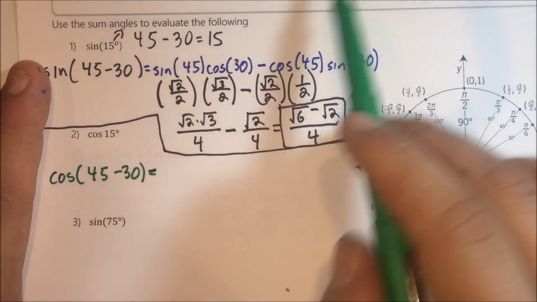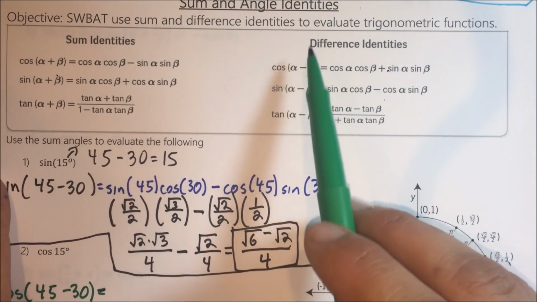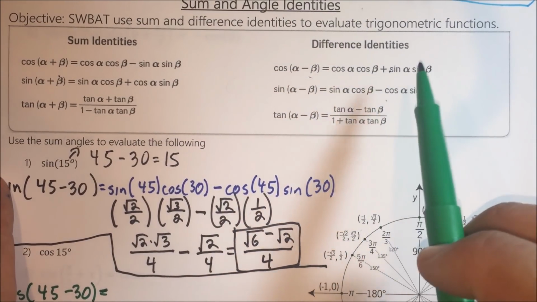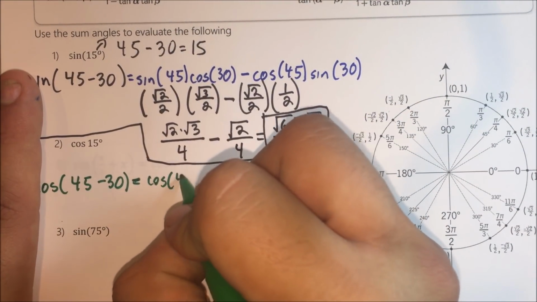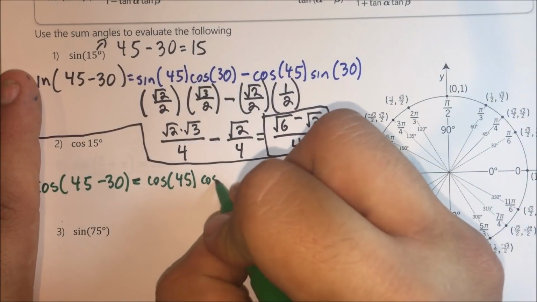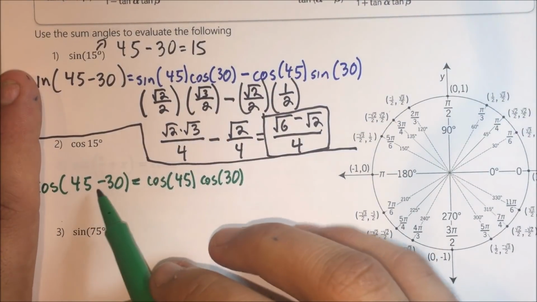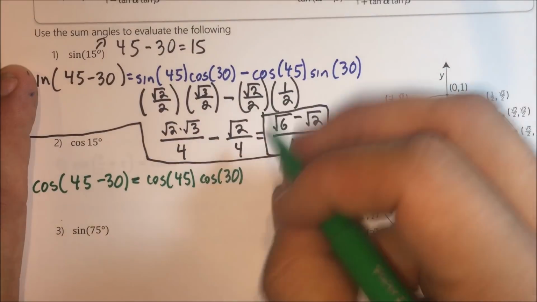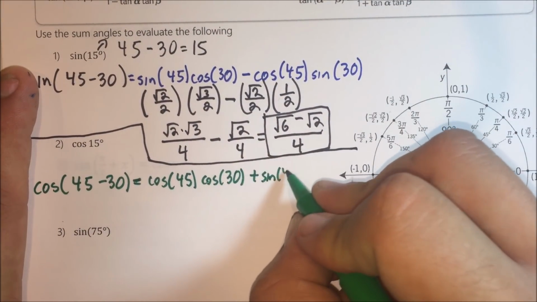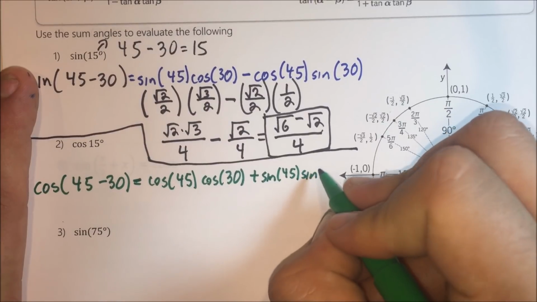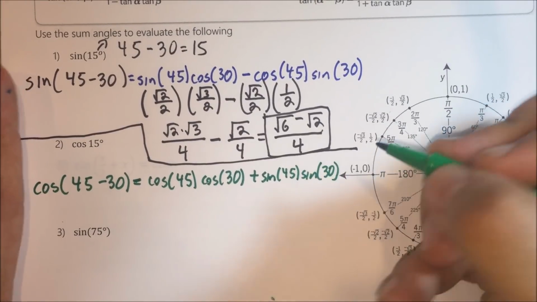And now we have to use the cosine difference identity, though. So that tells us that it's cosine, cosine plus sine, sine. So we're going to say cosine of 45 times cosine of 30. And remember, with cosine, the sign's going to differ in the middle. So that's going to actually be a plus in the middle. And it's going to be sine 45, sine 30.